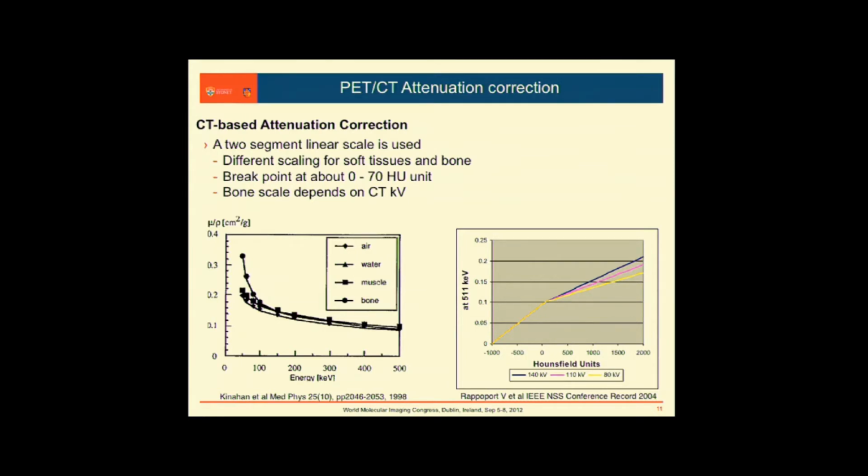Further, since the mass absorption coefficients of soft tissue and bone differ greatly at low energies, and are much the same at the higher energies of CT imaging, we have to use a two-segment scale as shown on the right. We apply different scalings for soft tissue and bone with a breakpoint at about 0 to 70 Hounsfield units. And also the bone scaling varies depending on the kilovoltage of the CT image.